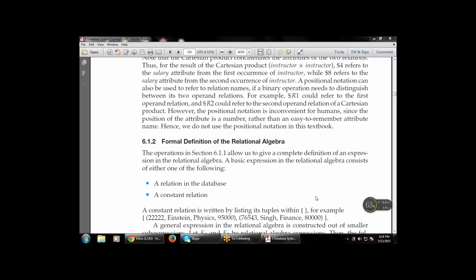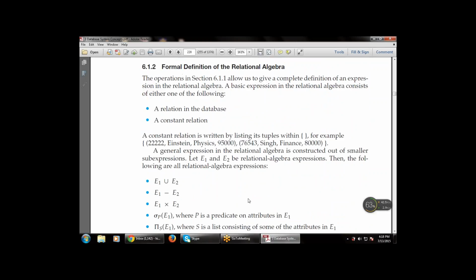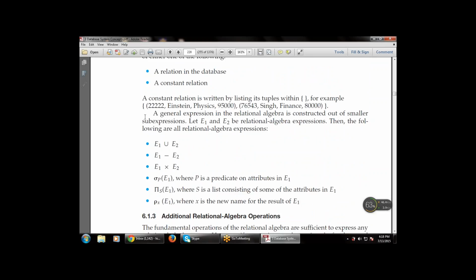For example, 222 is the ID, then Einstein, physics, and 95,000. In the same way, the next one is the ID, then Singh, finance, 80,000, and the curly braces are closed. So we can represent a constant relation within the braces by listing its tuples, and a relation is simply a table in the database. A general expression in the algebra is constructed out of smaller sub-expressions.